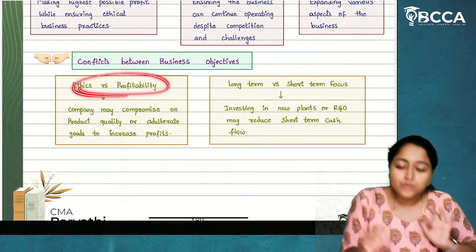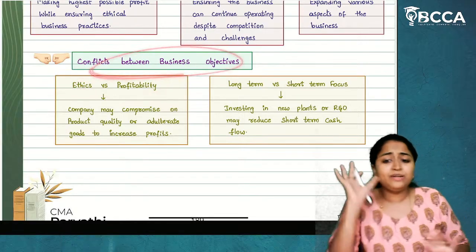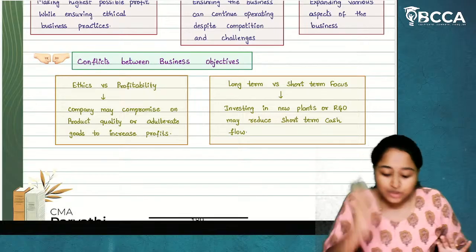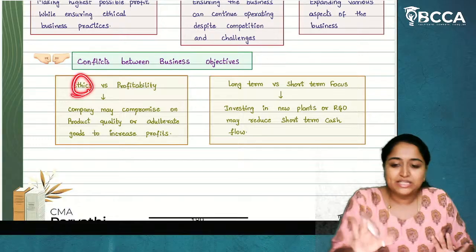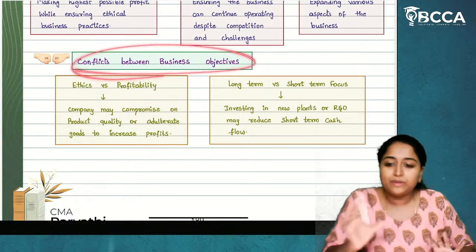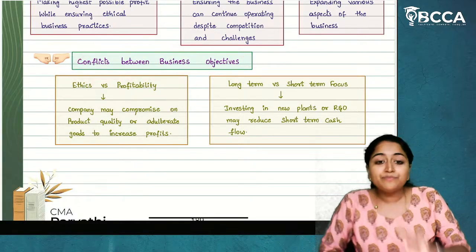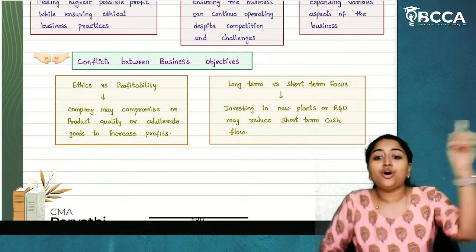So, when there is ethics versus profitability, there will be a conflict between business objectives. We are trying to reach the objective of increasing profits, but we are compromising on ethics. So, there will be a conflict between business objectives, or else sometimes management can focus on the long-term goal rather than short-term.